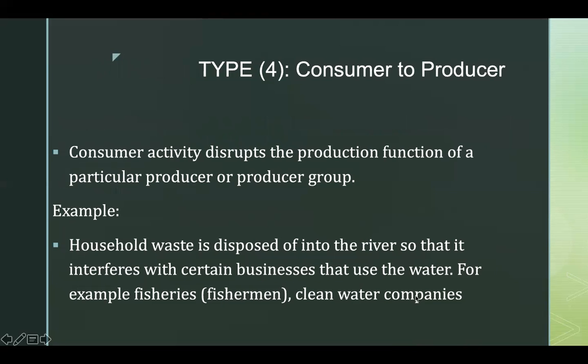And then type 4, consumer to producer. So the example is household waste is disposed of into the river so that it interferes with certain businesses that use the water, for example, fishers or fishermen, and clean water companies. That will have the impact.